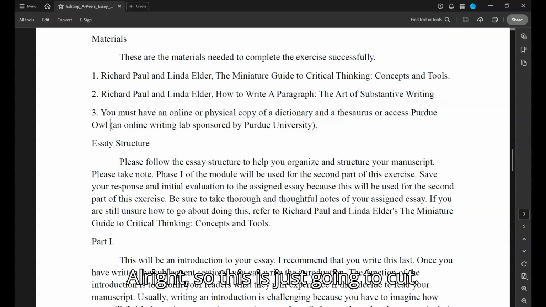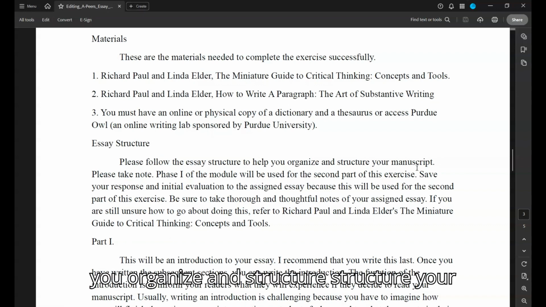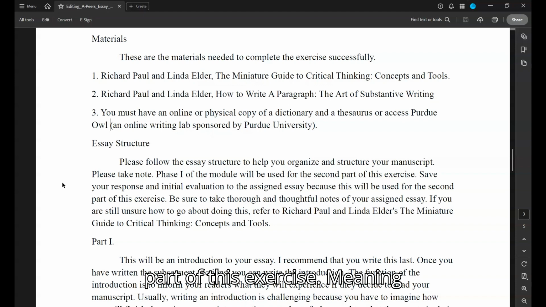This is going to cover the essay structure as well as part one. Please follow the essay structure to help you organize and structure your manuscript. Please take note: Phase one of the module will be used for the second part of this exercise, meaning what I explained in the module from last week.